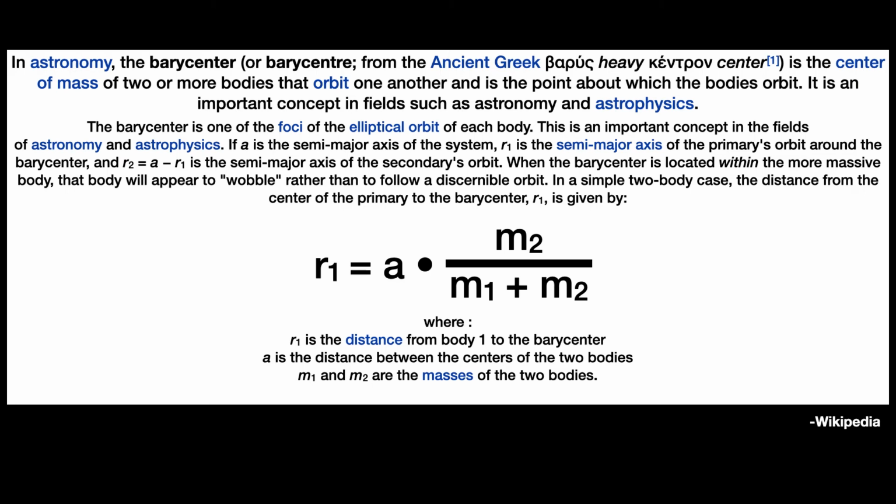In a simple two-body case, the distance from the center of the primary to the barycenter, R1, is given by R1 equals A times M2 divided by M1 plus M2, where R1 equals the distance from body 1 to the barycenter, A is the distance between the centers of the two bodies, and M1 and M2 are the masses of the two bodies. Okay, did you get any of that? Me neither. Let's spice it up with a few examples.